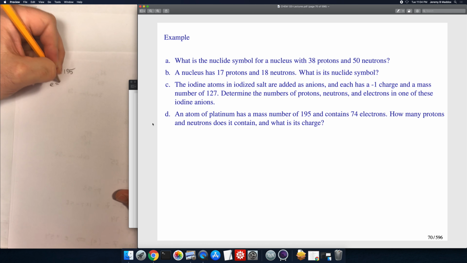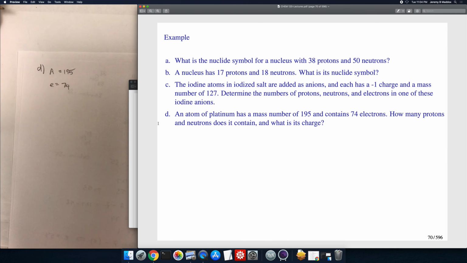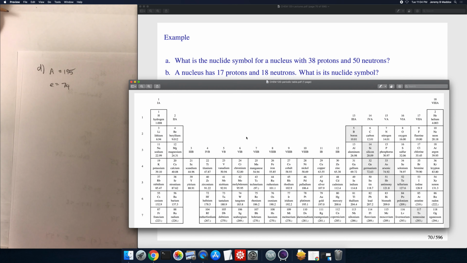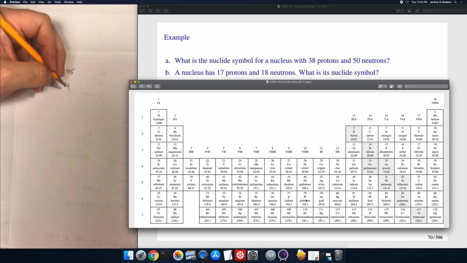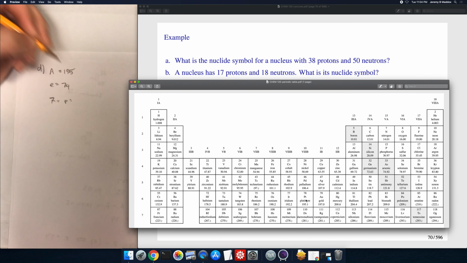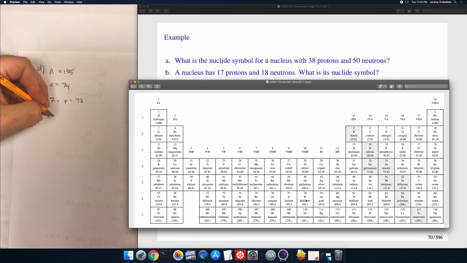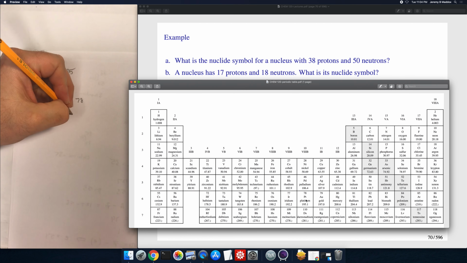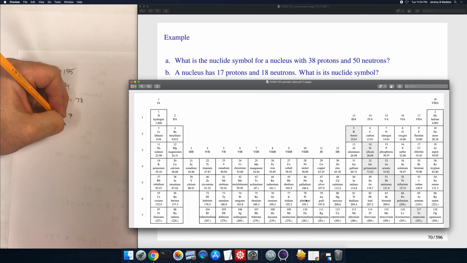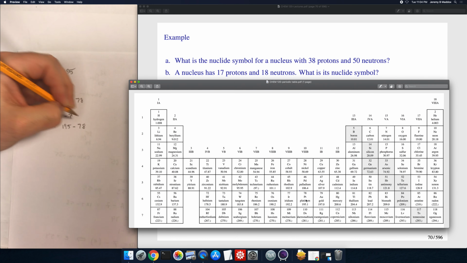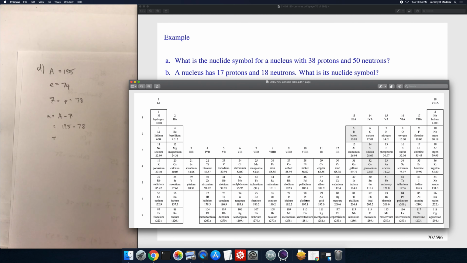We know that the number of electrons is 74. And looking at our periodic table, platinum, if we find platinum right down here, that's atomic number, which equals the number of protons, 78. The number of neutrons will be the mass number minus the number of protons. So 195 minus 78. And I don't want to get it wrong, so I'll just use my calculator real quick. I'm getting 117 for the number of neutrons.